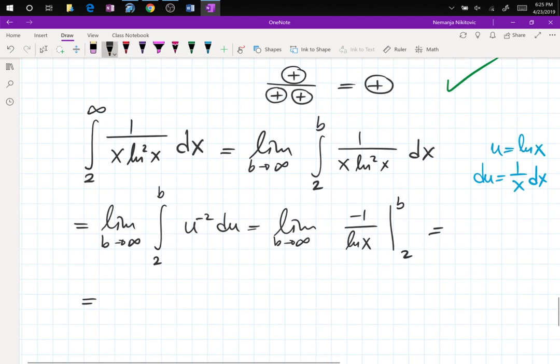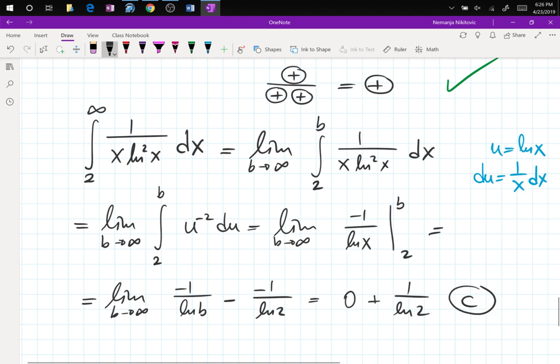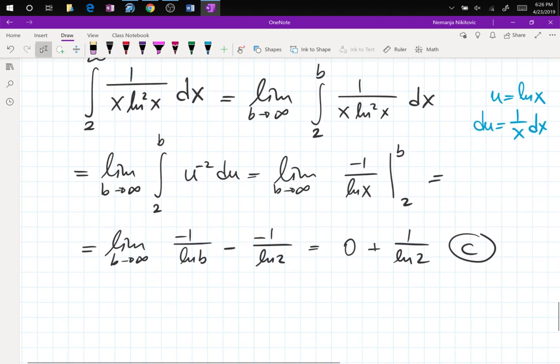So now, plug in the limits. I have limit as b goes to infinity of negative 1 over ln b minus negative 1 over ln 2. When I plug in infinity for b, what do I get? I get 0 plus 1 over ln 2. That converges. So we got the convergent problem. So now the answer.